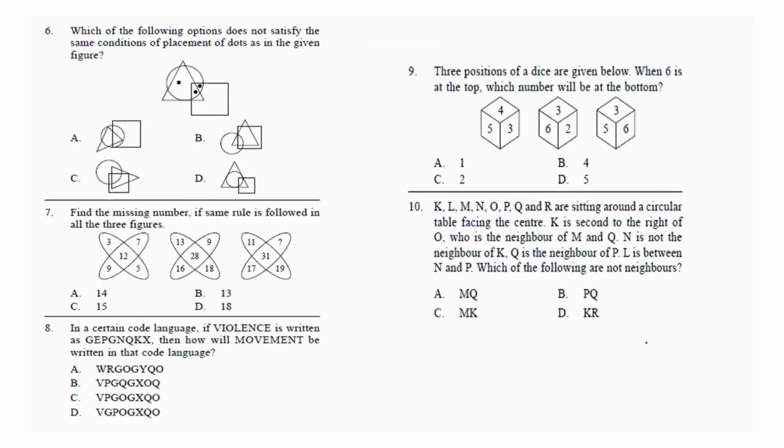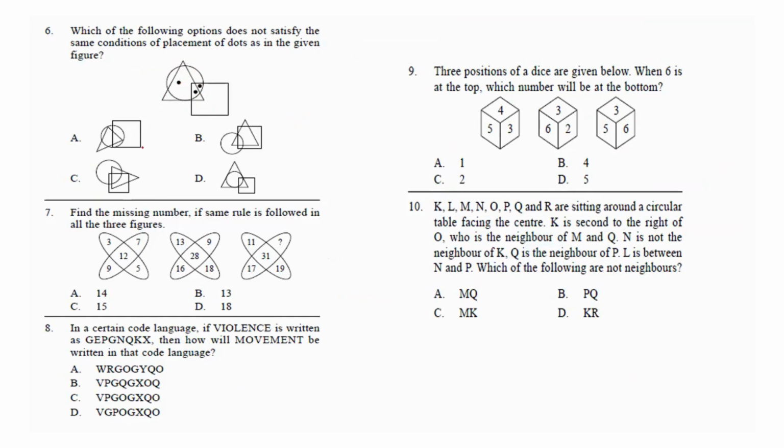Right. So when we come to the next, we come to question number 6. Which of the following options does not satisfy the same condition of placement of dots as in the given figures? So here you can see in this there is a circle, there is a triangle, and there is a square. And see here there are 2 dots, and inside the triangle there is 1 dot.